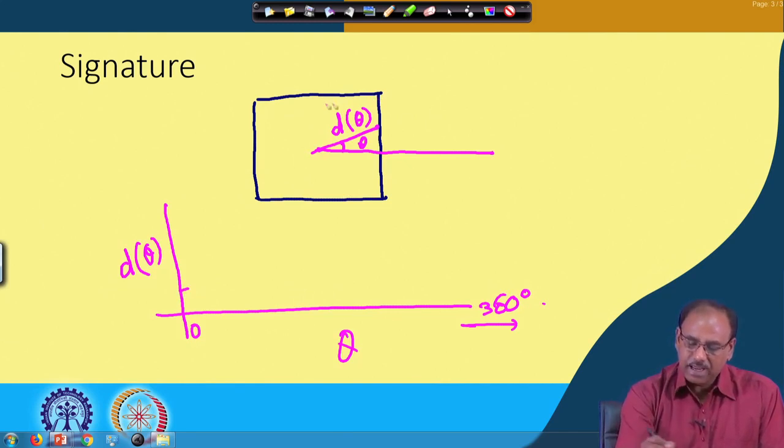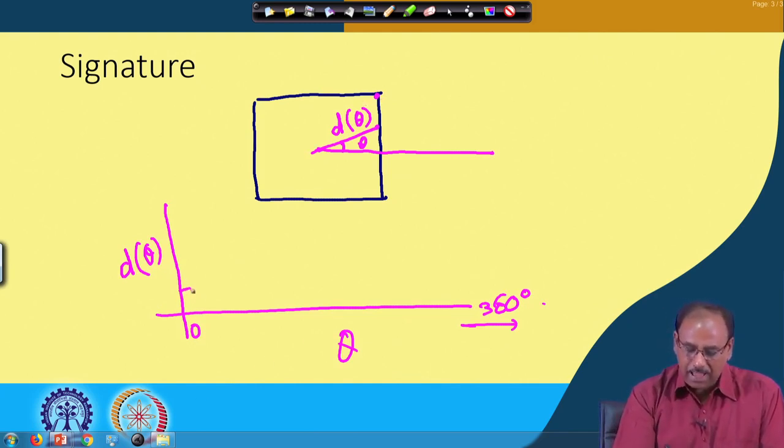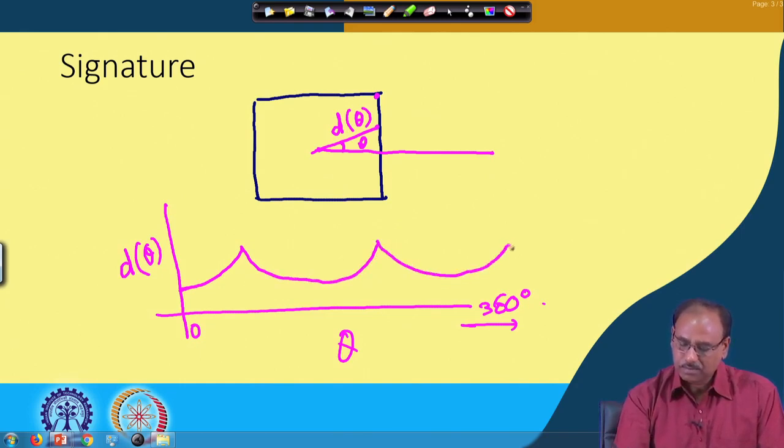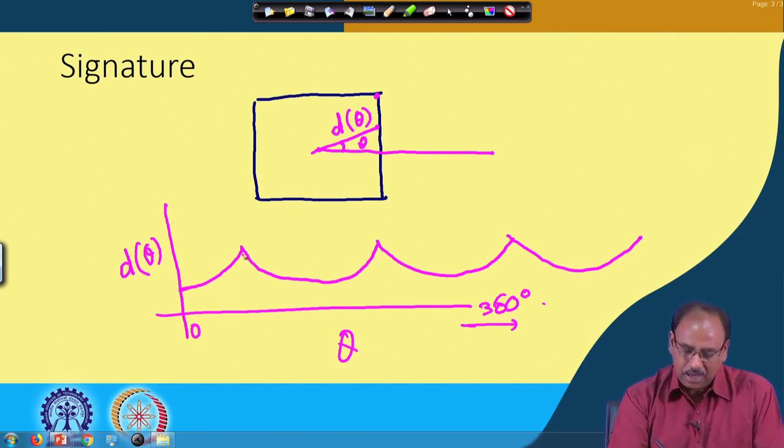And when theta is 45 degree, as I have taken a square, that means I am computing the distance of this vertex of the square from the centroid. This distance will be maximum. So, I will have a d theta versus theta plot, which will be something like this. And it will go on up to 360 degree. So, I will have a minima at 0, I will have a maxima at 45 degrees, I will have another minima at 90 degree, I will have a maxima at 135 degrees and so on.